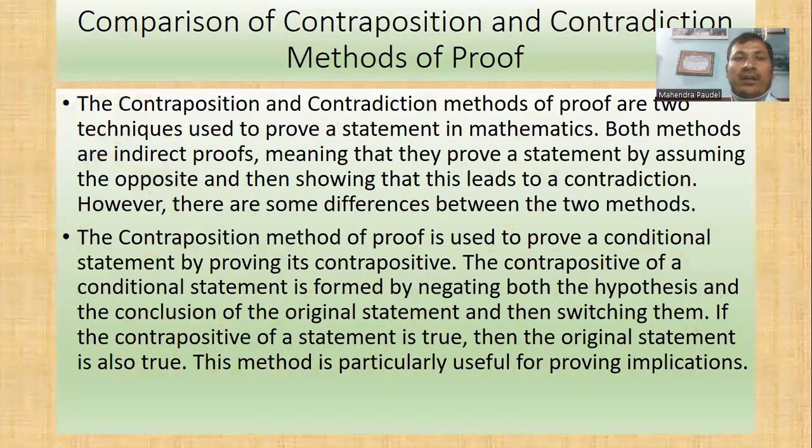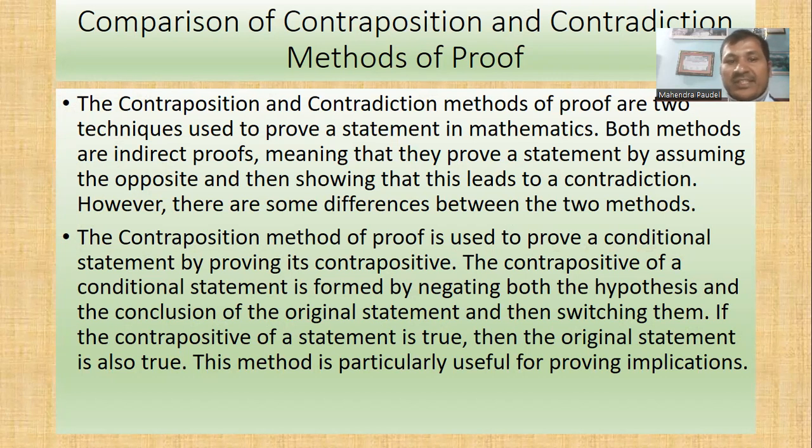Comparison of contraposition and contradiction method of proof. The contraposition and contradiction methods of proof are two techniques used to prove a statement in mathematics. Both methods are indirect proofs, meaning that they prove a statement by assuming the opposite and then showing that this leads to a contradiction. However, there are some differences between the two methods.